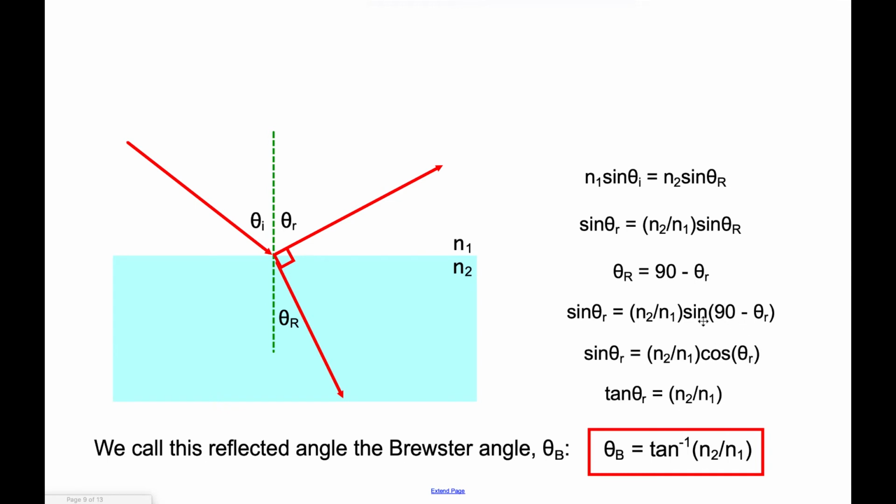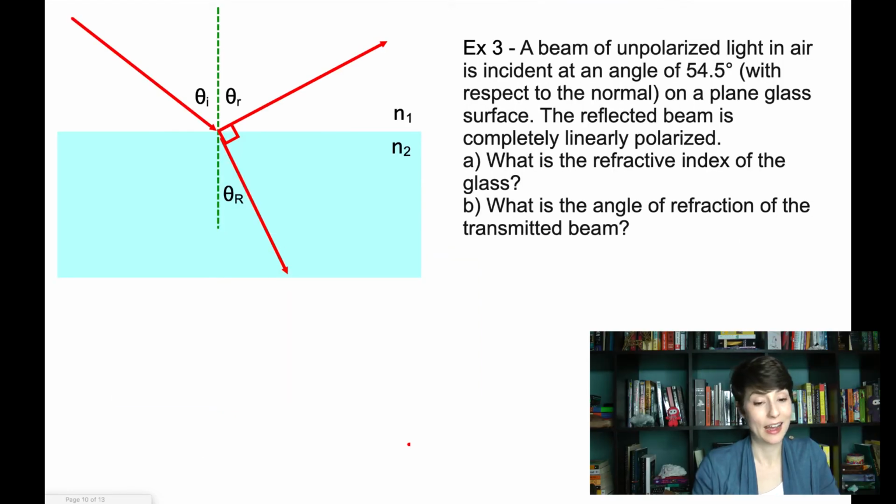Using a trig identity, sine of 90 subtract any angle is just equal to cosine of that angle. Finally, rearranging, we get the Brewster angle is equal to tan inverse of n2, the index of refraction of our second medium, over n1, the index of refraction of our first medium. That's an important equation to keep in mind because we're going to do an example about it right now.